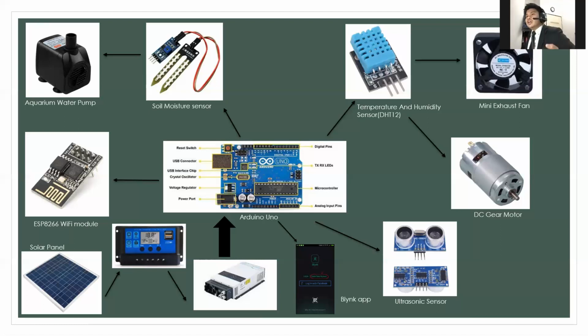The ESP8266 is linked to the local Wi-Fi hotspot, allowing it to connect to the internet and provide data and the verification number to the Blynk server. So next is the solar panel.